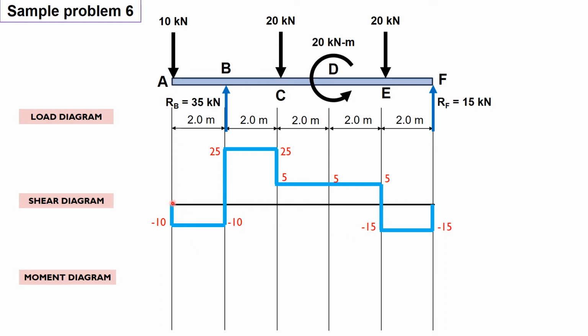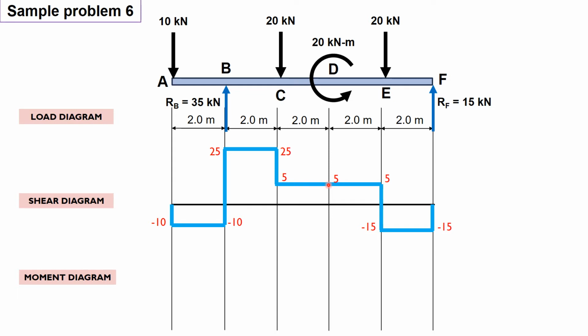So, you have 10 downward and then horizontal kasi wala kang load between A and B. Pagdating sa B, merong upward na 35. So, negative 10 plus 35, you have positive 25. No values of loads between B and C, so horizontal ang shear. Pagdating mo sa C, may 20 na downward. So, 25 minus 20 will give you positive 5 ordinate at C. So, between C and D, no load, so horizontal ang shear value.